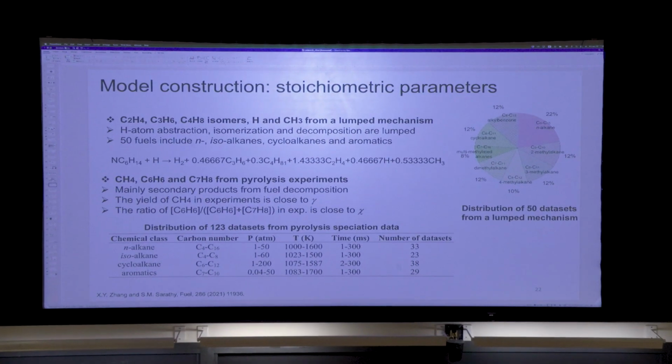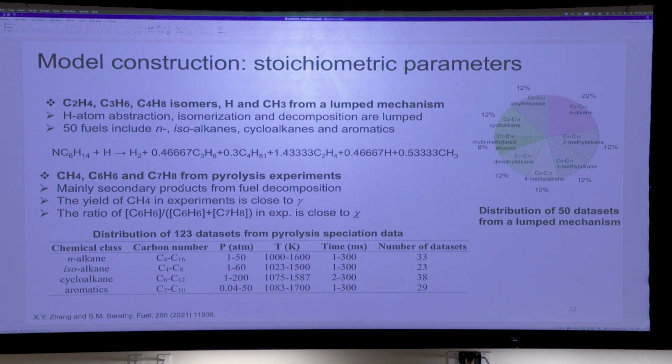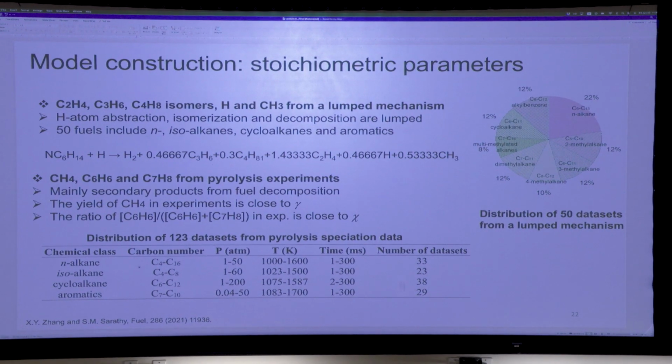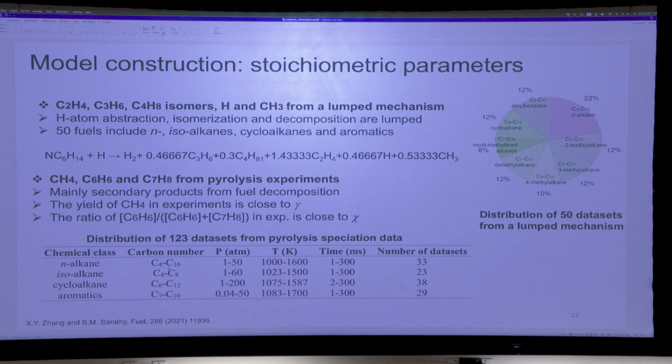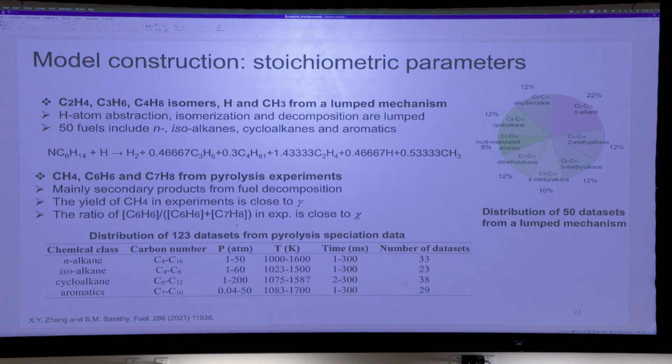So for that, we just went to the literature and we collected data for 123 different species, pure components. So we got from the combustion literature C4 to C16 data, 1 to 50 bar, 1,000 to 1,600 Kelvin, 33 data sets for alkanes, 23 data sets for isoalkanes, 38 data sets for cycloalkanes, and aromatics. And again, from all this literature data, depending on the fuel, they had measured things like methane, benzene, and toluene.